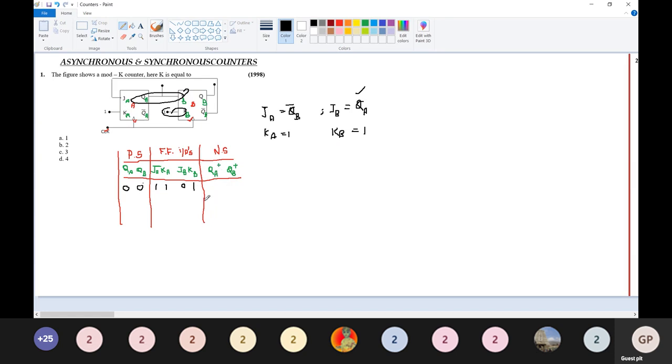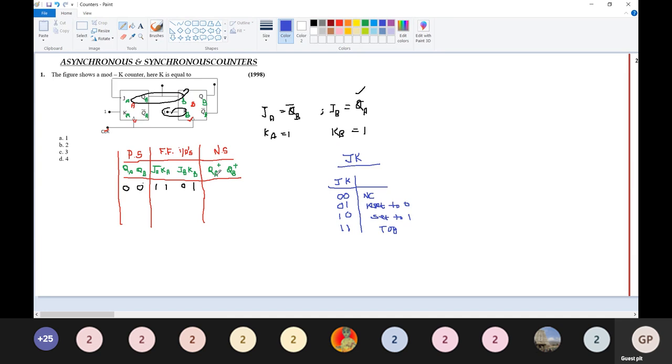So here we should know the characteristic table of the JK flip-flop. For the JK flip-flop, the characteristic or function table is: JK equal to 00, 01, 10, 11. So 00, no change. 01, reset to 0. 10, set to 1. 11, toggle. Okay.